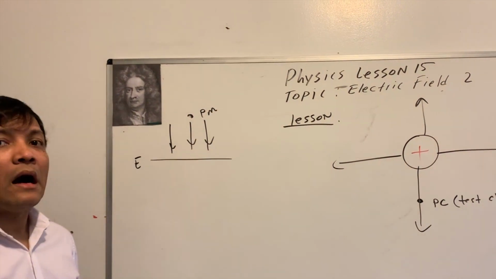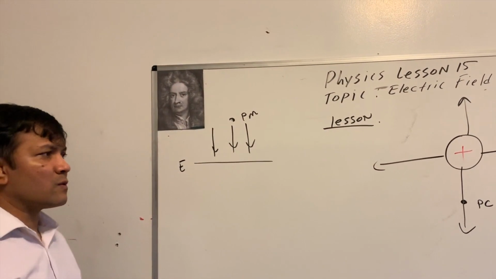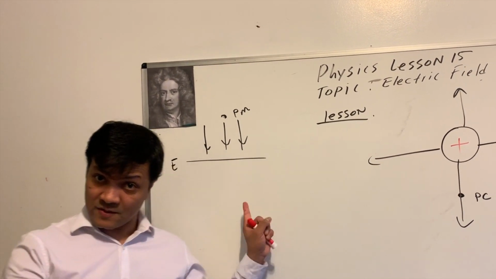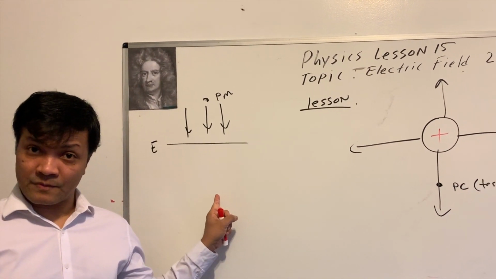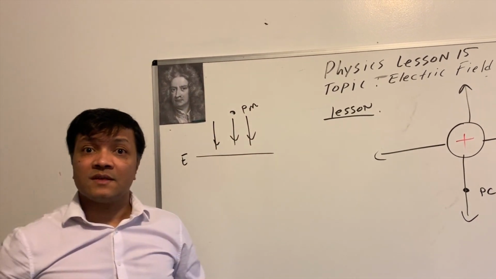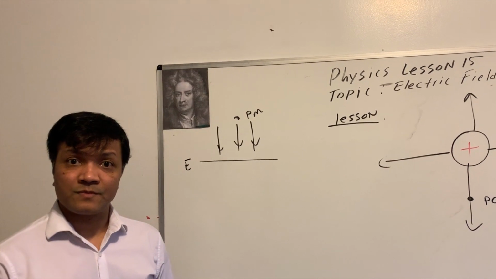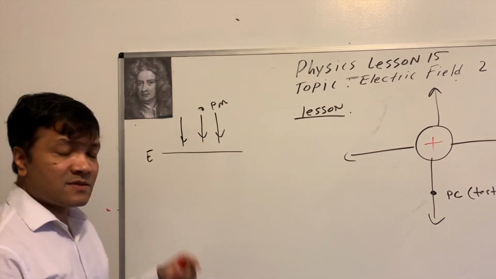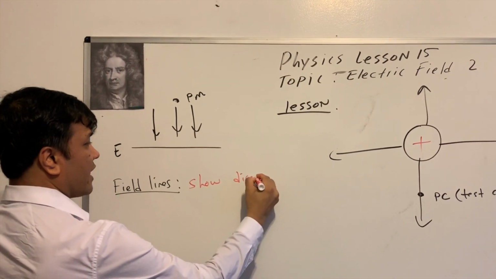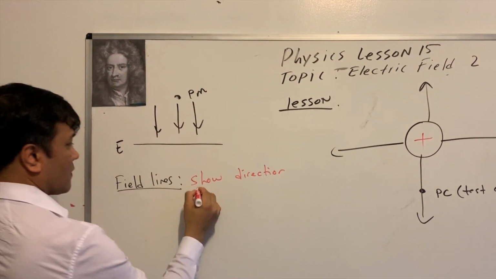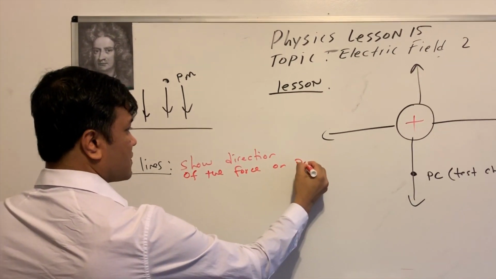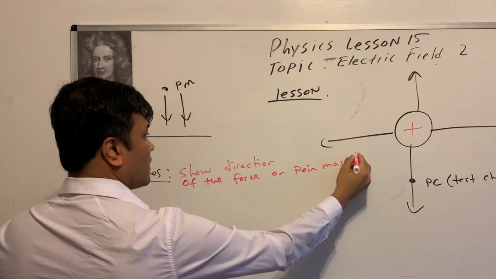Now we're going to start the last one with one question. Then what are field lines? We know what a field is. The field is a space where a point charge experiences force. Now then, what are field lines? Field lines show the direction of the force on a point mass or charge.